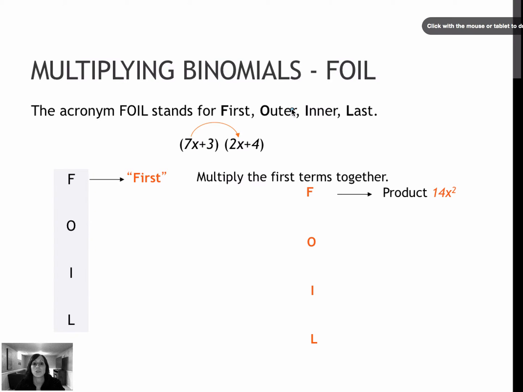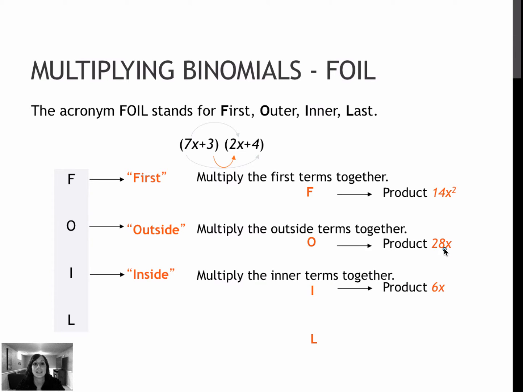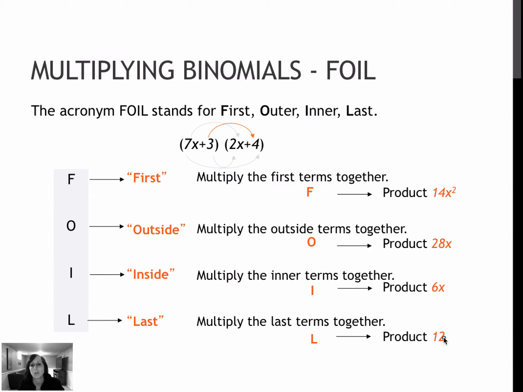The O stands for outer or outside. I usually say outside. So outside means the two values that appear on the outside. So 7x times 4, which is 28x. I stands for inside, so those two inner values, 3 times 2x, which is 6x. And L stands for last, which means the two final terms, the 3 and the 4, which gives me 12.